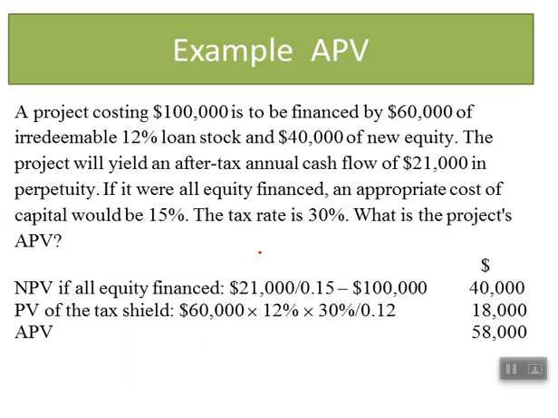Let's look at this example. The project costing this, so this is our initial investment, I0, is to be financed by 6,000 irredeemable debt. Don't worry, we shall look at those terms. This is our debt, and this is the interest on this debt, our R on the debt, and then a loan stock. This is the loan stock and the 40,000 new equity. So this is our equity.